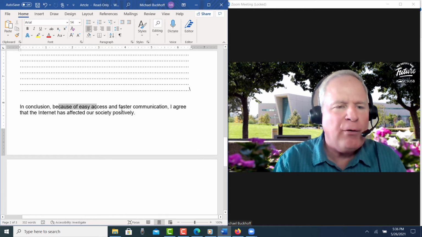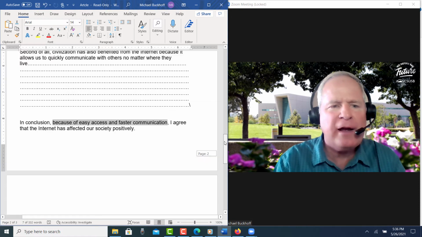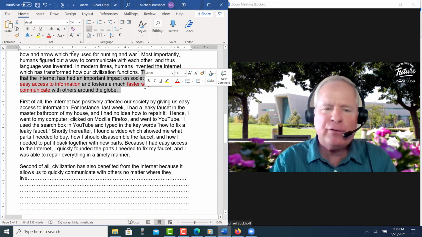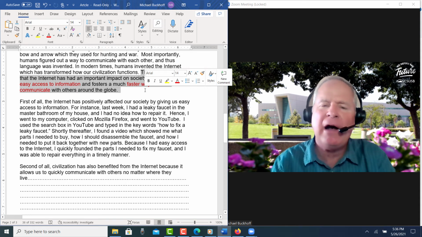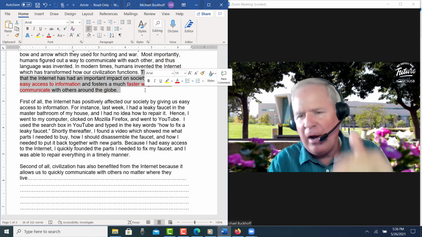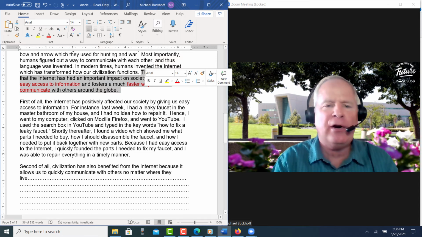So notice how right here, in the conclusion, I restate the topics in these two body paragraphs, and the topics in these paragraphs, they restate what I said here in the thesis. And that's what we're talking about when we talk about an essay. The essay has that introduction, it has the body paragraphs, and it has a conclusion.